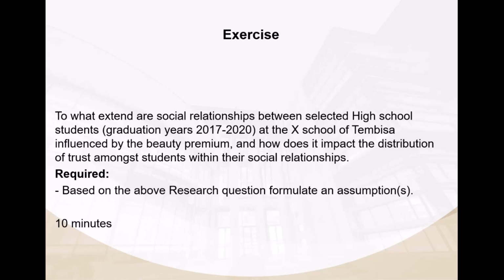I like the assumptions, eh? Let's take a few of them, colleagues. Let's take the first one. There are social relationships between selected students at X school of Tembisa. Okay, interesting. Students in high schools in Tembisa are influenced by the beauty premium. Okay, interesting also. The attractive students are likely to succeed. Okay. But we have also there, the distribution of trust is based on the social relationship of the students. Interesting, colleagues, eh? There is a distribution of trust among students within their social relationships. It's just an assumption, is it?